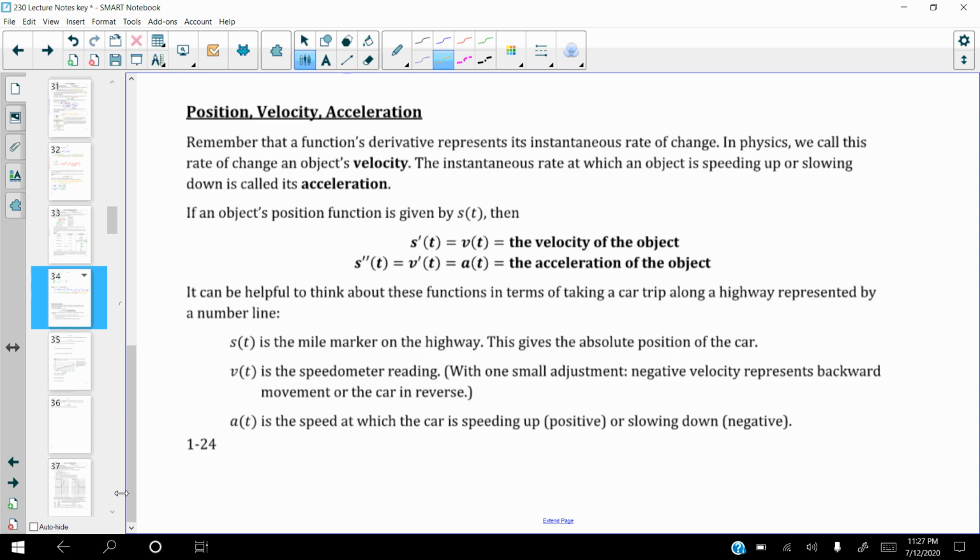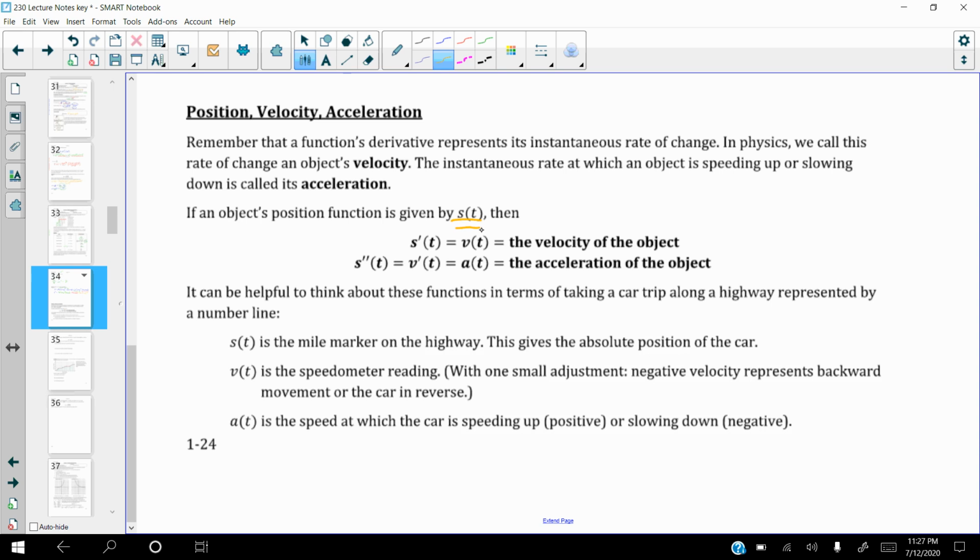So if I were to take, oh, by the way, for whatever reason, position is labeled as S of t. I actually still do not know why they use S. I am sure that there is some kind of foreign language derivation that uses that for S in this case. The V and the A make perfect sense to me because that's velocity and acceleration. S is position, so we just have to get used to that.